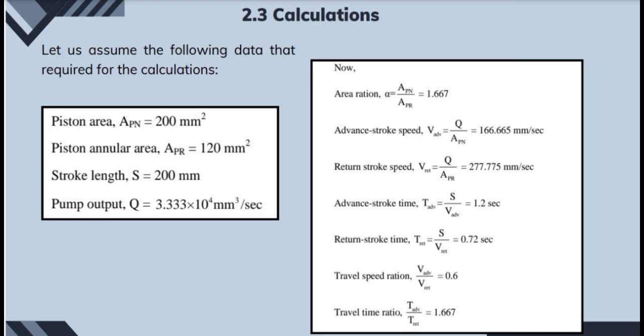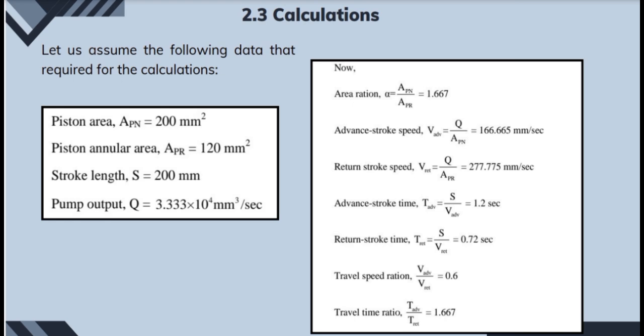Before we proceed to the calculation, let us have first the definition of each word. Piston area or APN, the cross-sectional area of the piston. Piston annular area or APR. It is the area of the ring-shaped section around the piston rod. Stroke length. It is the total distance a piston moves from its retracted to its extended position. Pump output. It is the volume of fluid delivered by the pump per unit time, usually in liters per minute, L or minute or cubic meters per second.